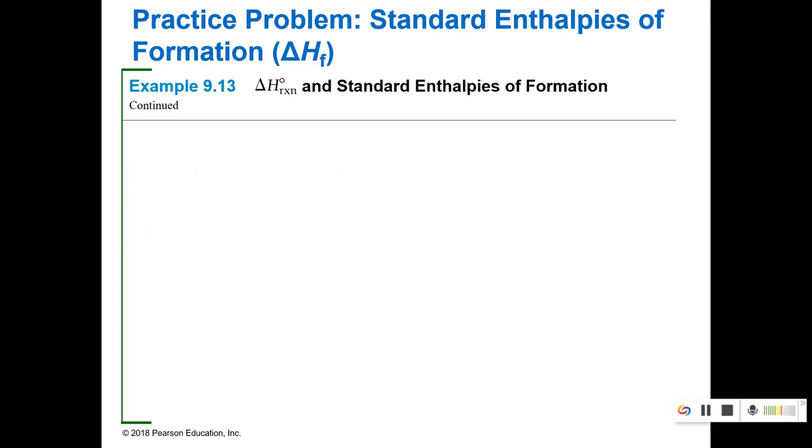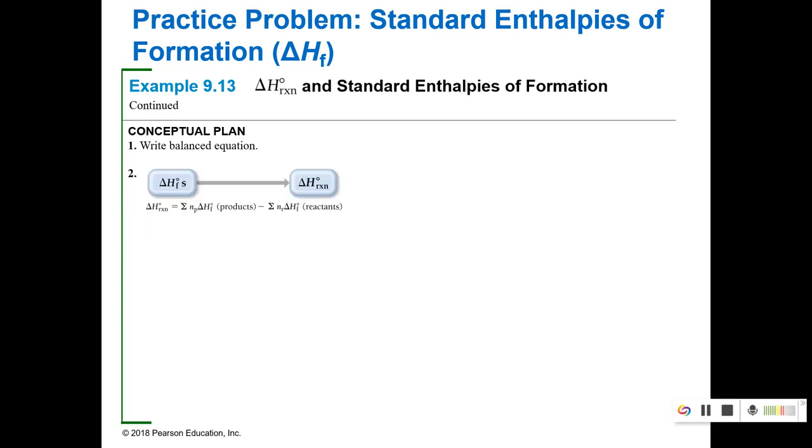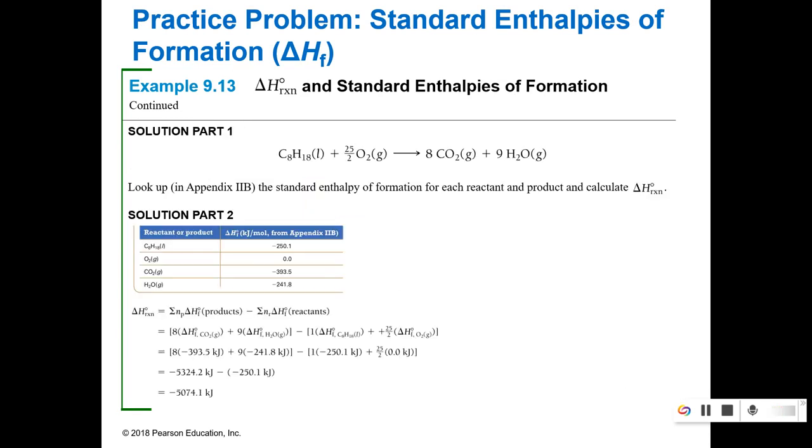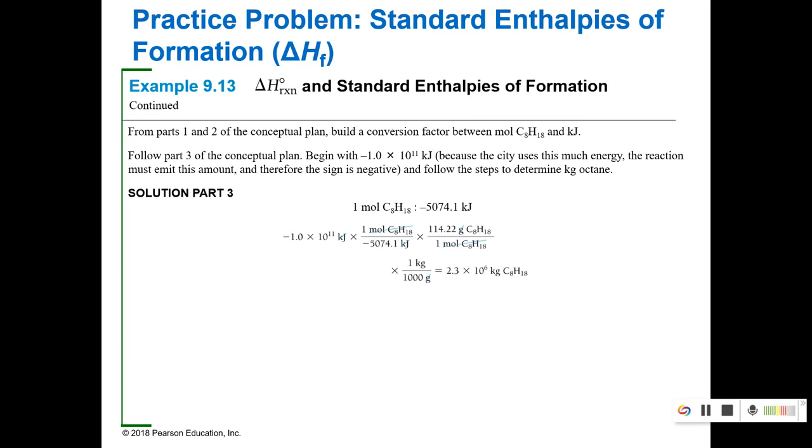Okay, so this one requires us to do the delta H equation because we need delta H out of it, and then we do our enthalpy stoichiometry. So here we're finding delta H with our values. Again, they're all going to be on the chart. And then we do our enthalpy stoichiometry to get the mass out of it.